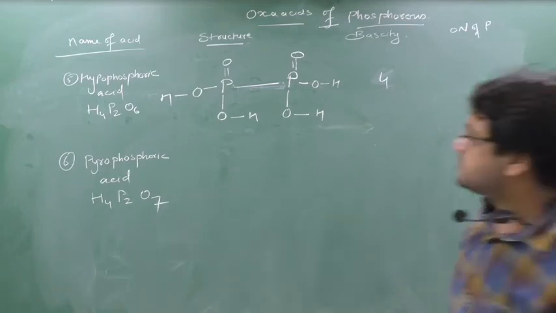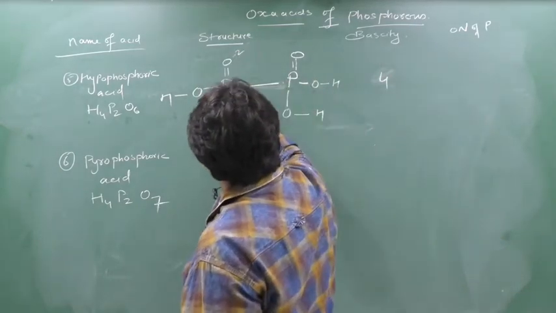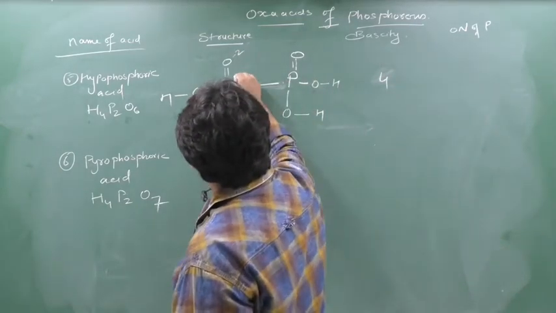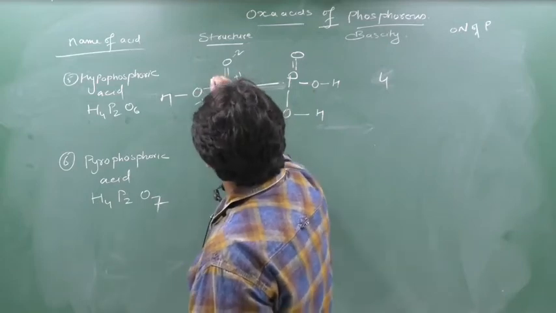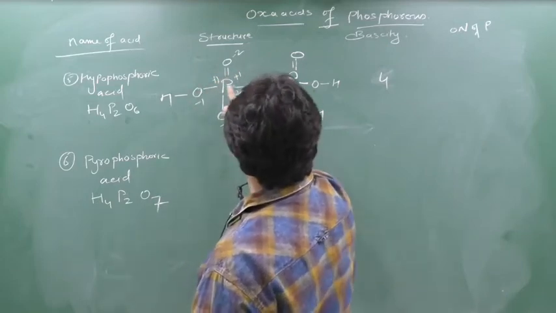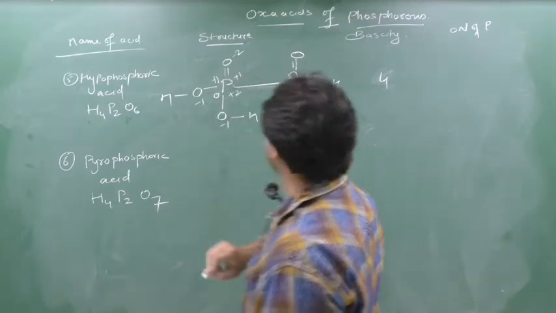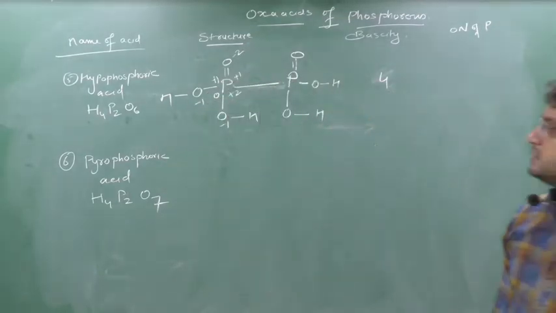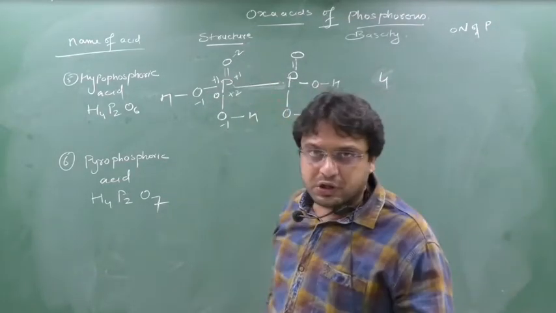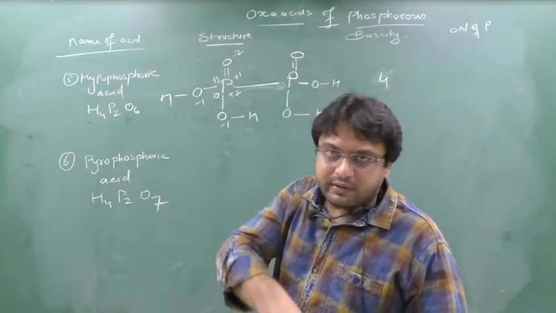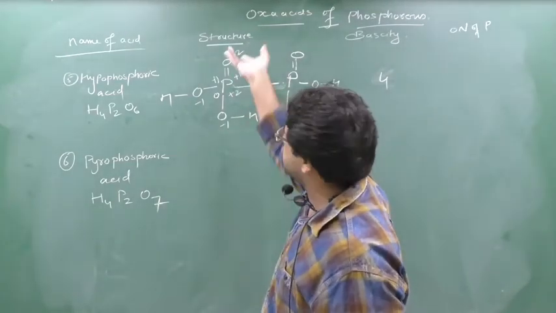Oxidation number of phosphorus. So see here, here minus 2, so here plus 2. Here minus 1, here plus 1. Here minus 1, here plus 1. And from this P and this P, what is the charge transfer? 0 net transfer. Because from this P and this O, oxygen is the more electronegative element, so oxygen is attracting electrons, so minus 2, so it will give plus 2.